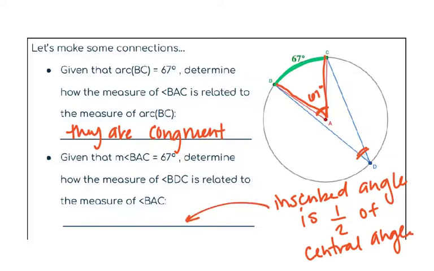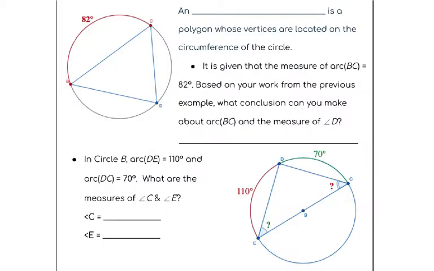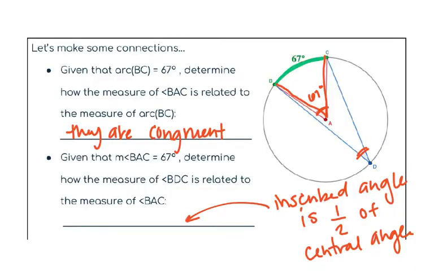That's what's supposed to go on that line, but I didn't put it there. Okay, so the inscribed angle is going to be half of the central angle. So, with that said, what would be the measure of that angle? Some of you might be saying it would be 33.5.